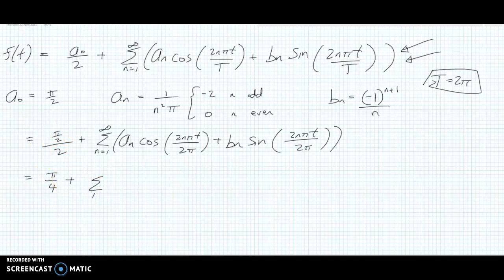Plus, we're going to have an times cos, the 2 pi's disappear above and below there, and we have nt, plus bn sine, and again the 2 pi's cancel above and below, and we have bn sine nt, like so. Now I need a bracket here.